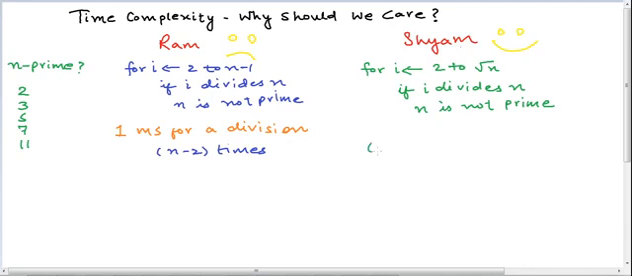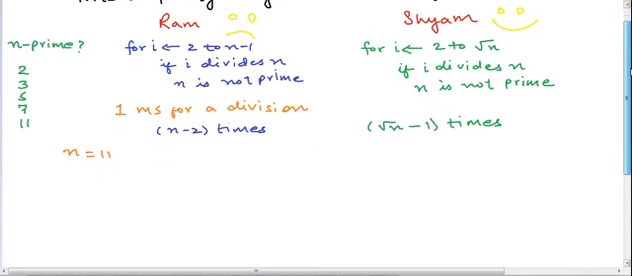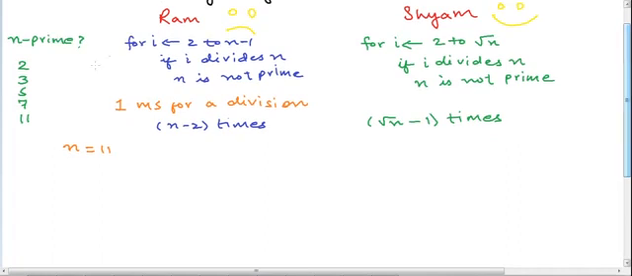However, for Shyam, in the worst case, he will perform exactly square root of n minus 1 times the division. Let's pick up various values of n and see what is the time taken by these programs. We'll pick up a small n first. n is equal to 11 and 11 is a prime number, so the loop will run starting 2 all the way till 10, so this will take exactly 11 minus 2 milliseconds, which is 9 milliseconds.